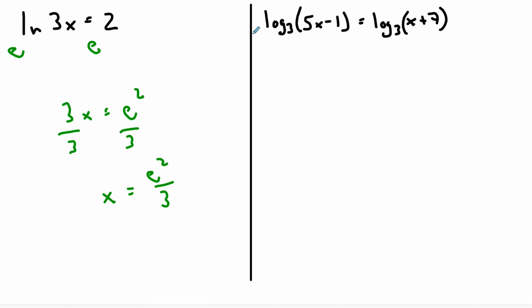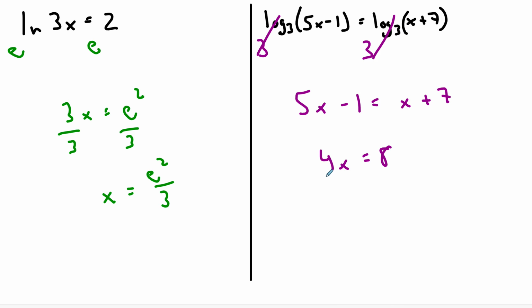Leave it alone. Okay, both base 3 logs. If I exponentiate base 3, those will cancel, and I get 5x minus 1 equals, I hope you can solve a linear equation. Subtract x from both sides, add 1 to both sides, divide both sides by 4, x equals 2. Now, what I am going to do is put this 2 back in here, because when I'm doing logs, I can't end up taking a log of a negative number.